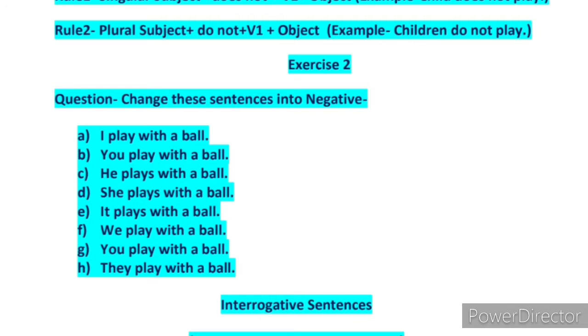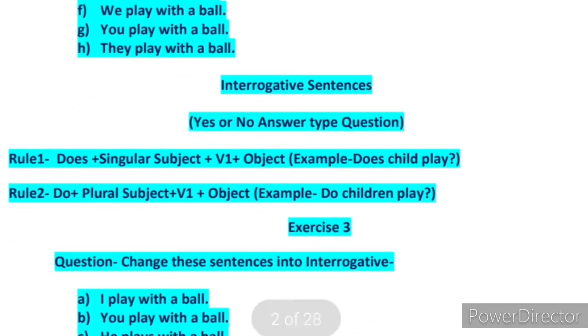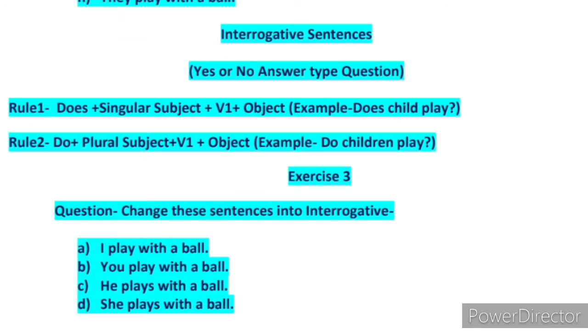They play with the ball, they do not play with the ball. Now, rules for the interrogative sentences. First, we will take a yes or no answer type of questions. So, rule 1 is does plus singular subject plus v1 plus object. For example, does child play?